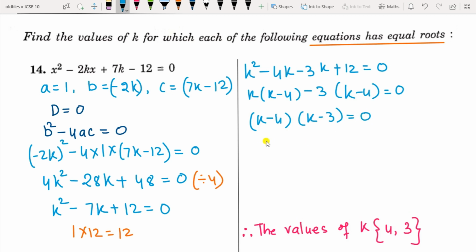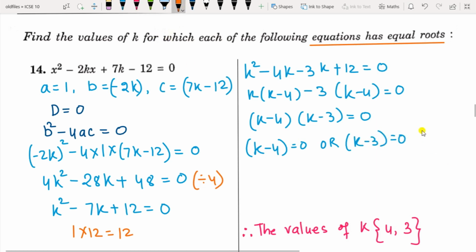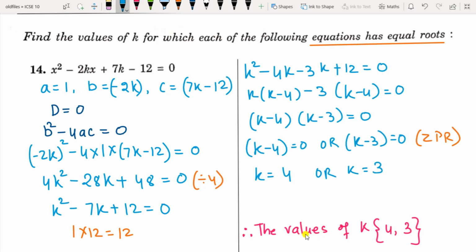Now use the ZPR, that is zero product rule. So this is k minus 4 will be equal to 0 or k minus 3 will be equal to 0. This is according to ZPR that we have seen in exercise 5A. So the value of k will be 4 or the value of k will be 3. So the values of k are 4 and 3 for this given equation.